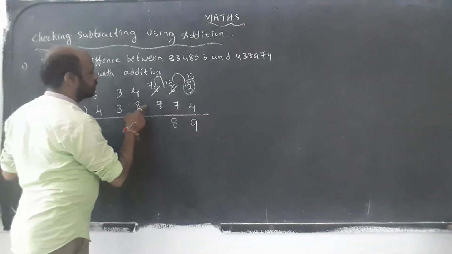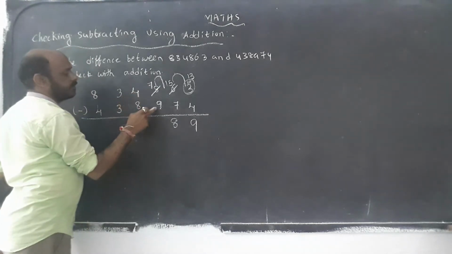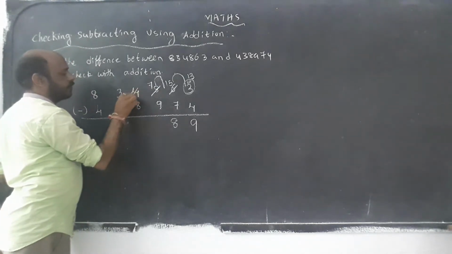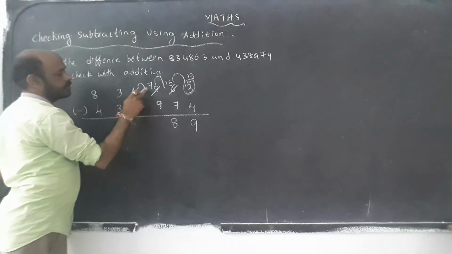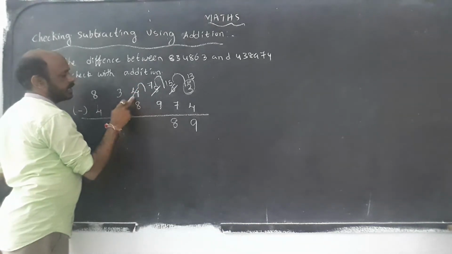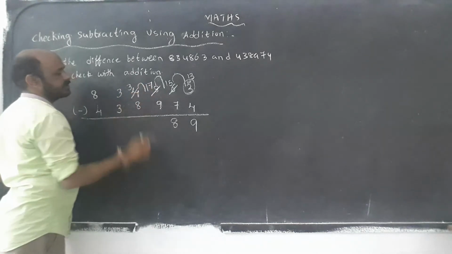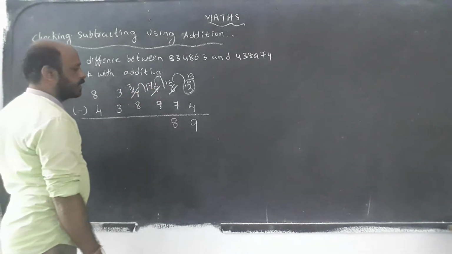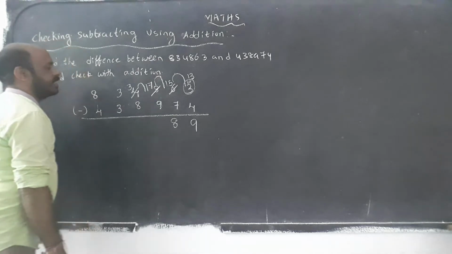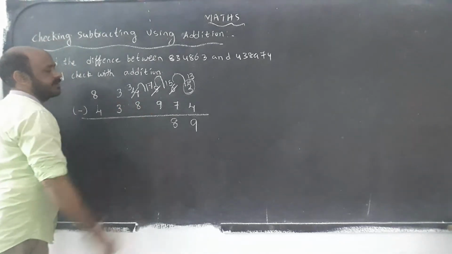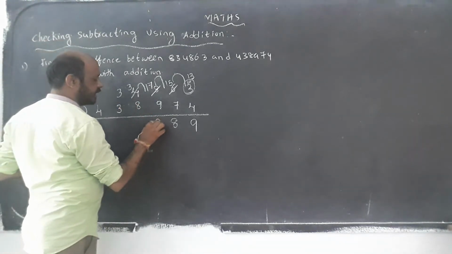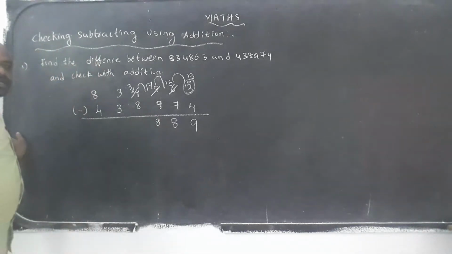Again, we take out the borrow. Then 8 will be 9. Next, from 4 we can't remove 9, so we take a borrow from 7. 4 becomes 3. Then 7 becomes 17, because the borrow value is 10 and 7 is already there. 10 plus 7 is 17. 17 minus 9 is 8.